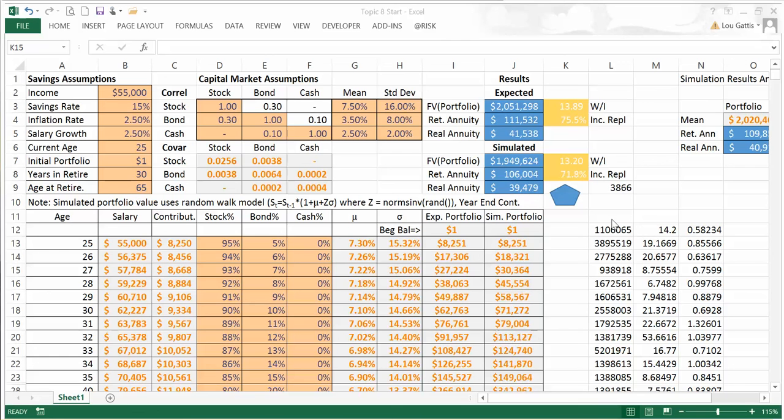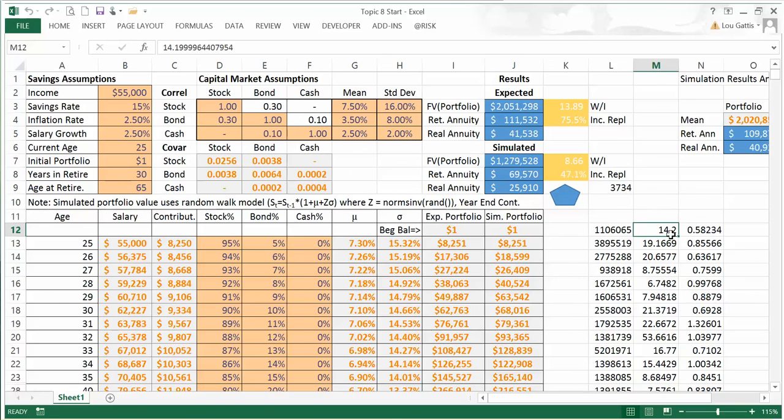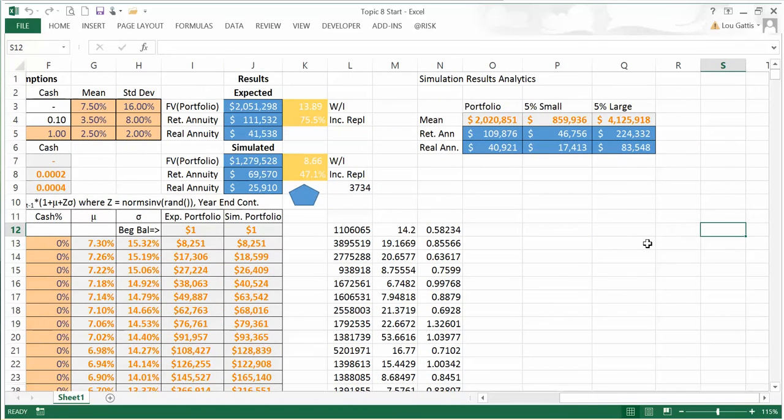I'm going to stop it before it ends by hitting Escape twice and hit End. Alright, so that's a little exercise to see how to use that macro.